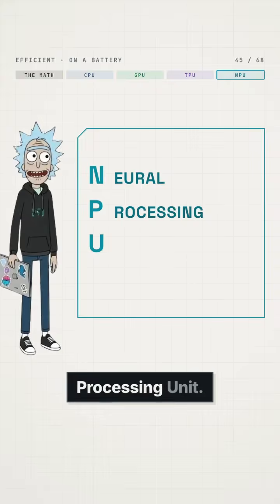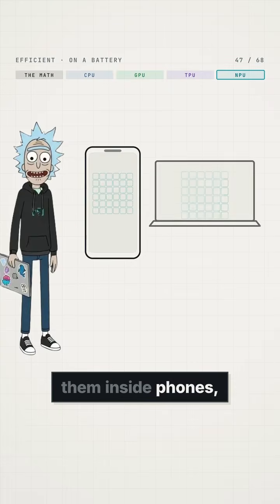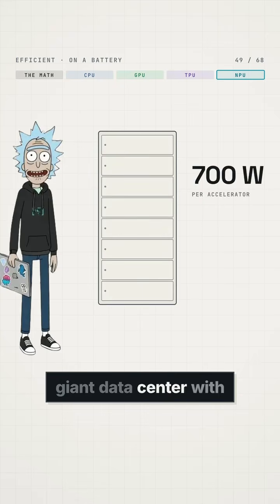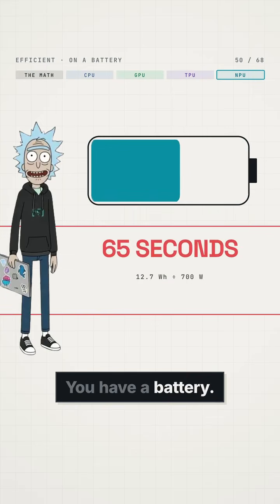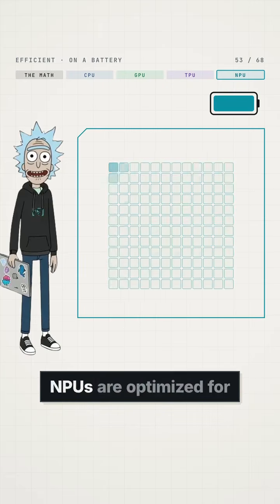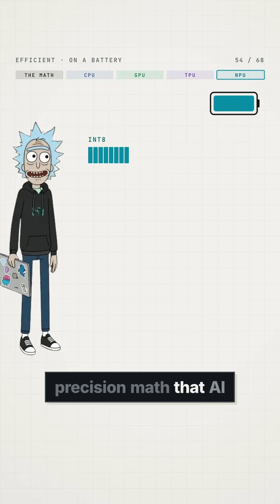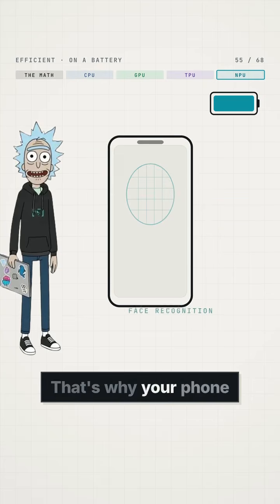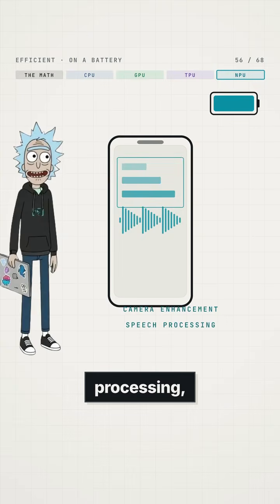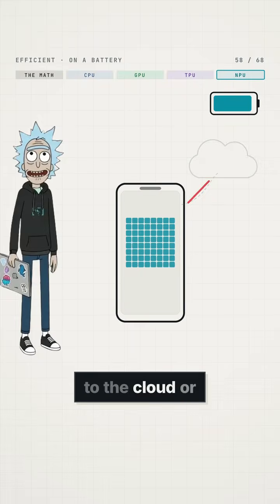Now, what about NPUs? NPU stands for Neural Processing Unit. These are also specialized AI accelerators, but you'll often find them inside phones, laptops, and other edge devices. Here, the problem is different. You don't have a giant data center with thousands of watts available. You have a battery. So the goal becomes run AI locally while using as little power as possible. NPUs are optimized for efficient neural network operations, often using lower precision math that AI models can handle perfectly well. That's why your phone can do things like face recognition, background removal, camera enhancement, speech processing, and even run smaller generative AI models without sending everything to the cloud or destroying your battery.